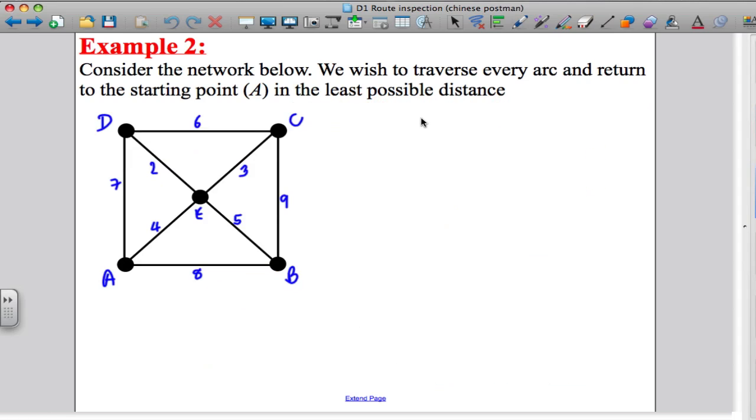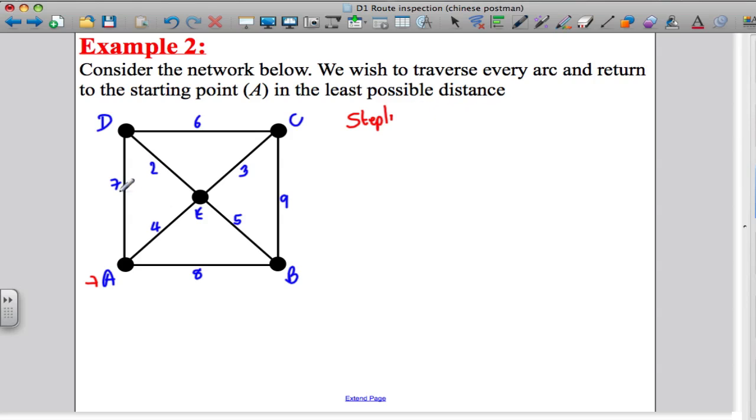Okay, let's consider one more example in a slightly more complicated case. Right, here's a network and we want to start off at A, it tells us. We want to start here, end at A, traverse every arc and come back to where we started in the least possible distance. Okay, step 1. We want to work out the total weight of this network, because if this was an Eulerian graph, that would be the minimum distance to walk every street and come back to where we started.